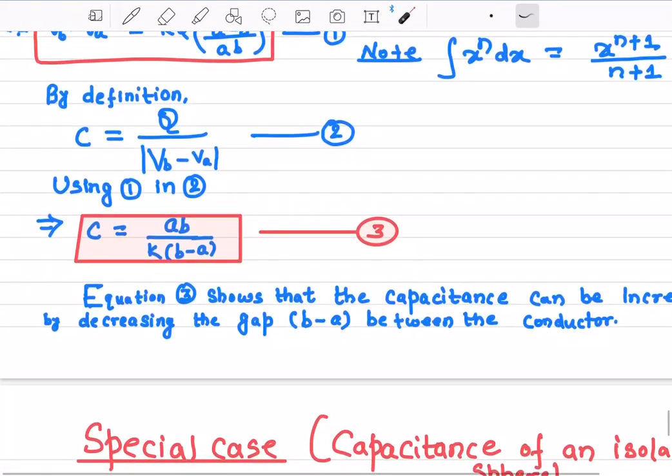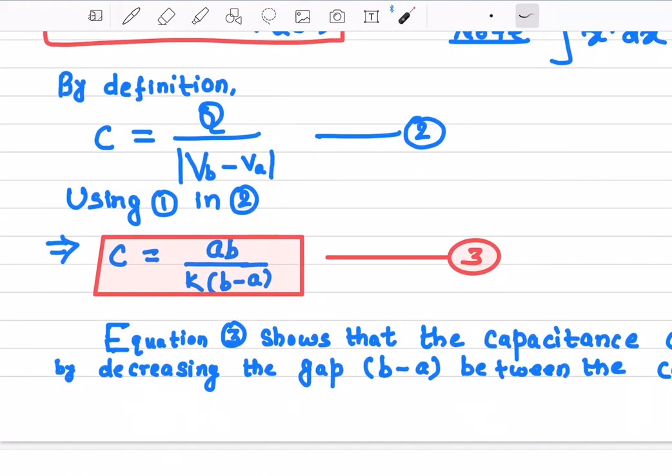Now if you go by the definition of capacitance, the capacitance is defined as charge per unit potential difference, or the magnitude of the potential difference, VB minus VA.